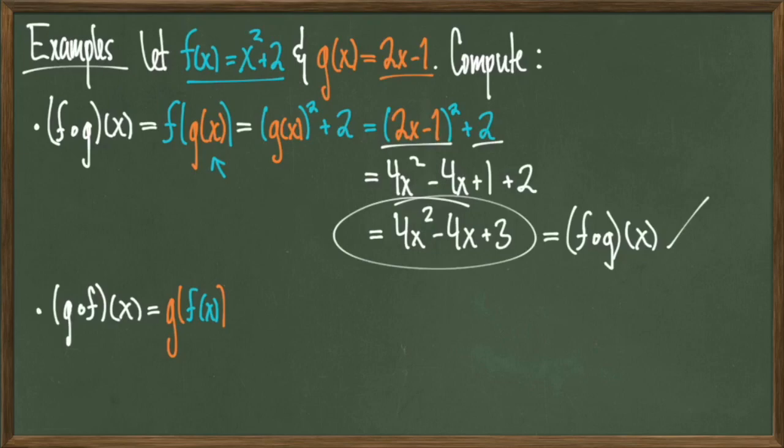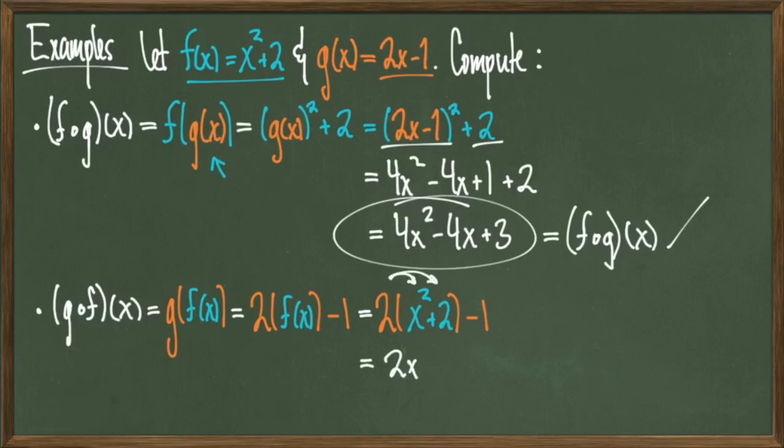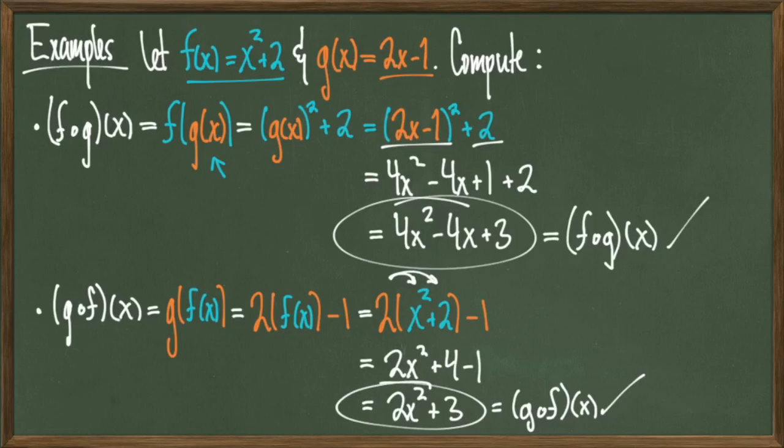and then when we replace f of x with its actual formula, we get 2 times the quantity x squared plus 2 minus 1, which will then simplify to 2x squared plus 4 minus 1, which simplifies finally to the answer, which is 2x squared plus 3, which is g composed with f of x. So this example demonstrates how f composed with g of x and g composed with f of x don't have to be the same thing. In general, they are definitely not going to be equal.